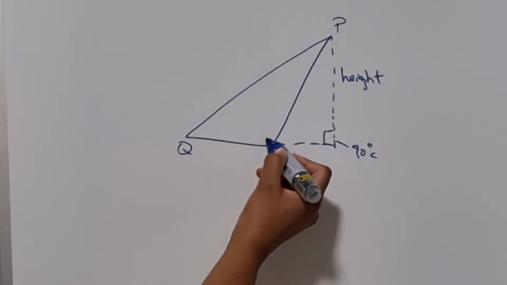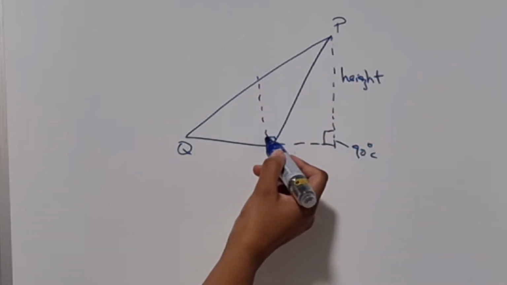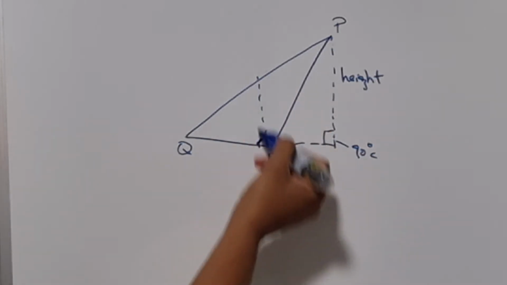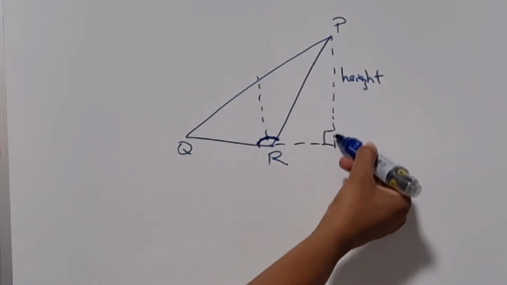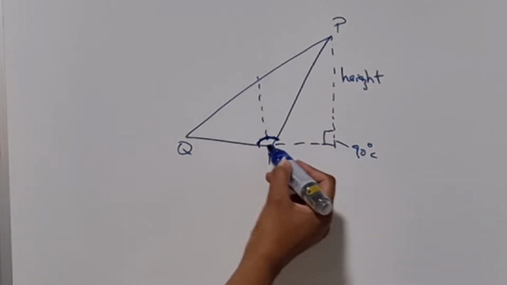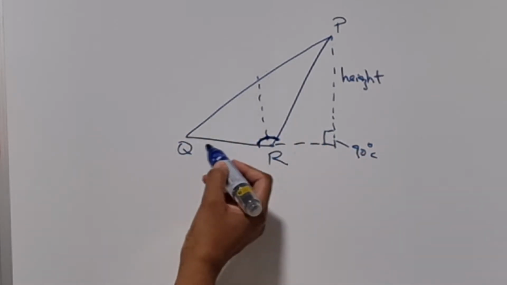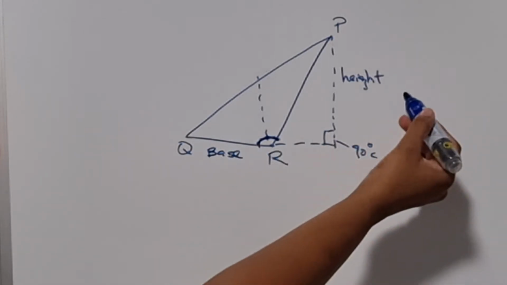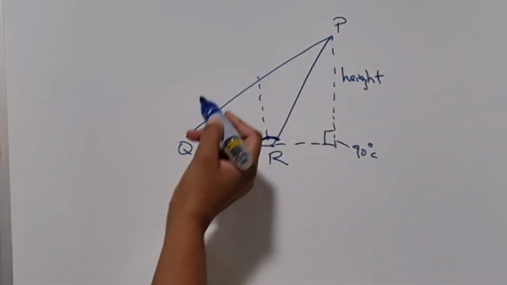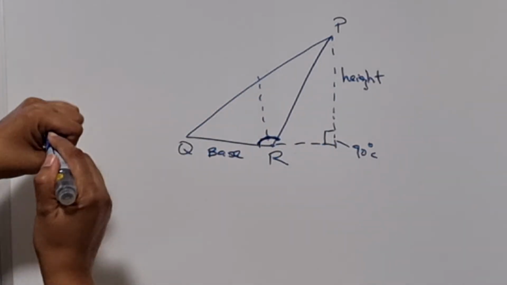Because this cannot be the height, it's not 90 degrees. Correct? This is not 90 degrees. So this cannot be the height. So the only thing you can do is, from here you drop down, dotted line, touch the base, and this is your 90 degrees. So this is your base, this is your height, this is the three sides of the triangle.